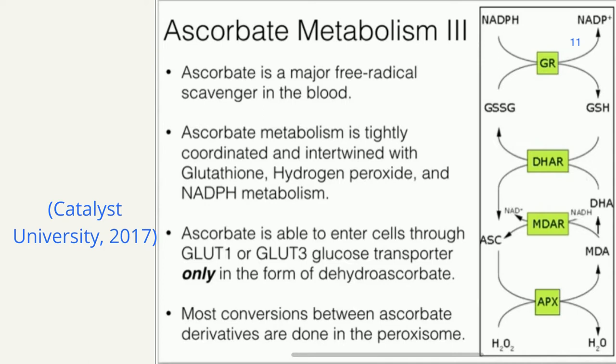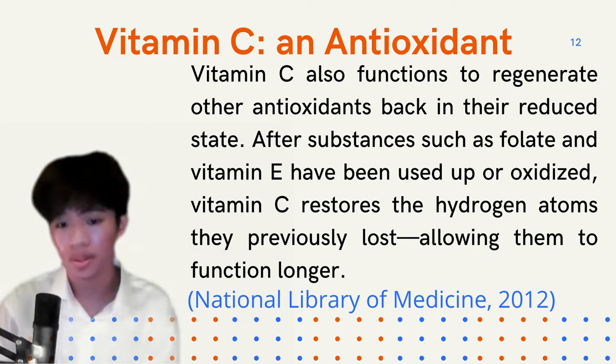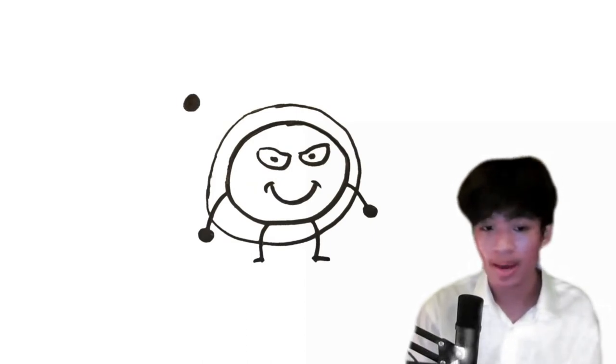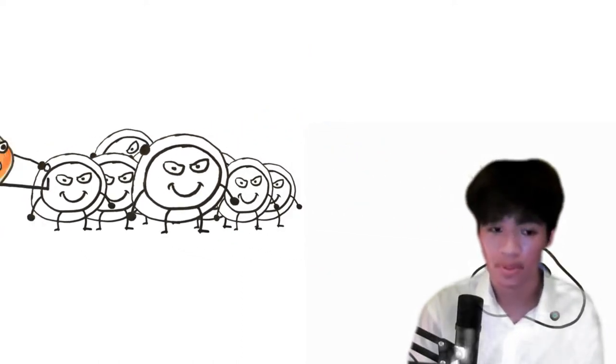Ascorbate is able to enter cells through the GLUT1 or GLUT3 glucose transporter only in the form of dehydroascorbate. Most conversions between ascorbate derivatives are done in the peroxisome. Since it is water soluble, it acts both inside and outside cells to protect molecules in aqueous environments. Vitamin C also functions to regenerate other antioxidants back to their reduced state. After substances such as folate and vitamin E have been used up or oxidized, vitamin C restores the hydrogen atoms they previously lost, allowing them to function longer.